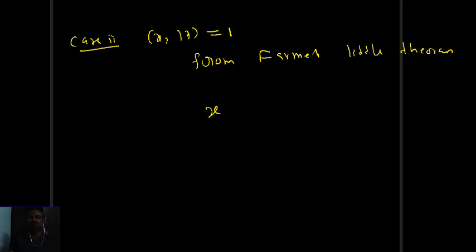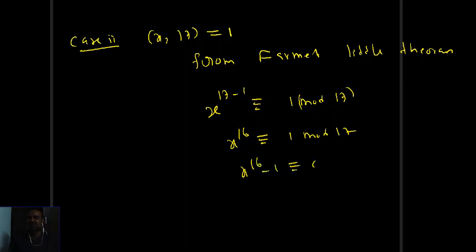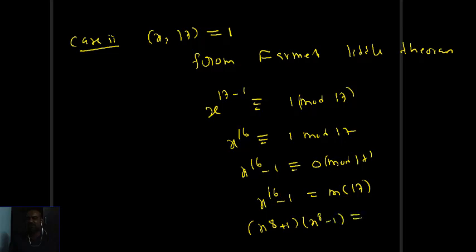Directly I can write x power 17 minus 1 congruent to 1 modulo 17. x power 16 congruent to 1 modulo 17. x power 16 minus 1 congruent to 0 modulo 17. What is the meaning of that? x power 16 minus 1 is a multiple of 17. x power 8 plus 1 into x power 8 minus 1, I can write. This is a multiple of 17.